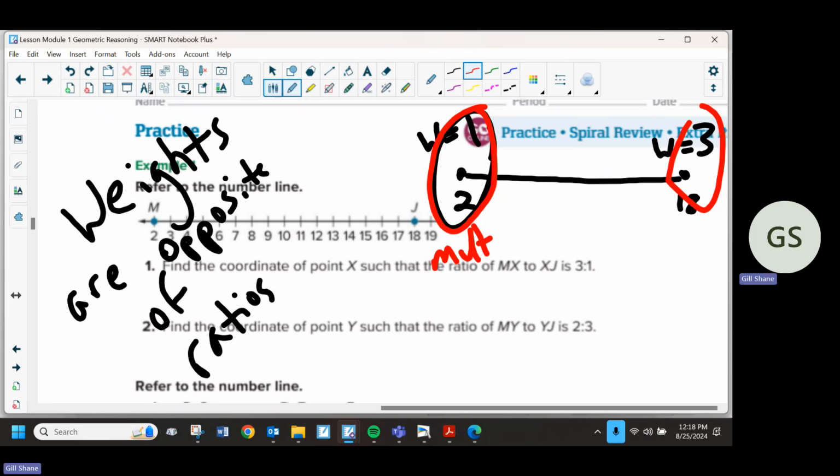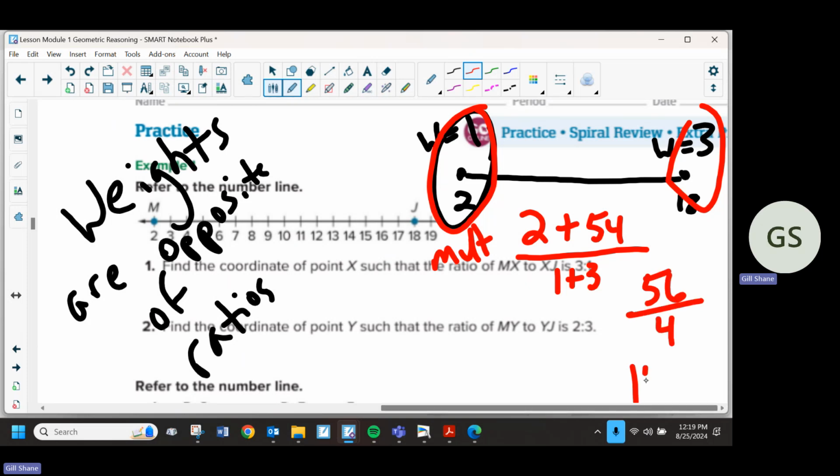So that would be 1 times 2 is 2. 3 times 18 is 54. I divide by the weights added together, so that would be 1 plus 3. So I would get 56 divided by 4. And if you do the math on that, you get the same answer, 14.